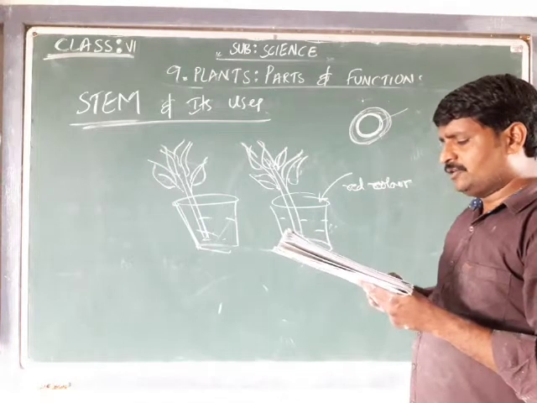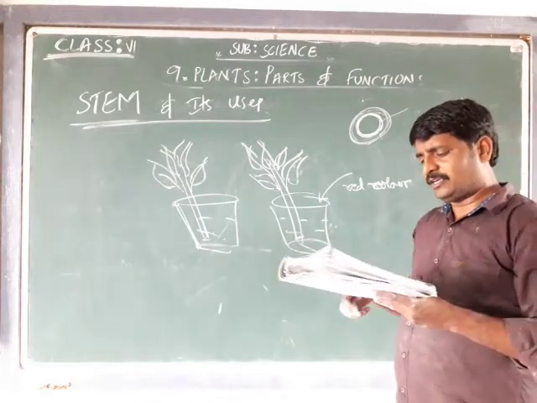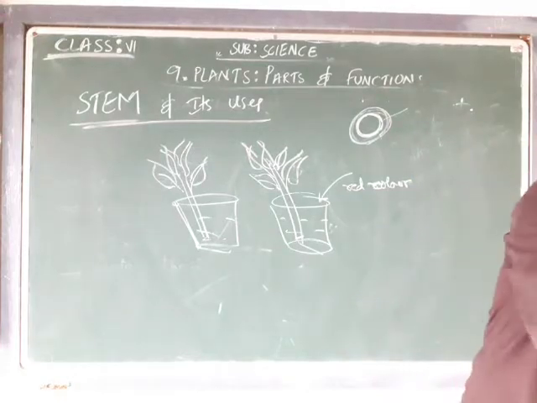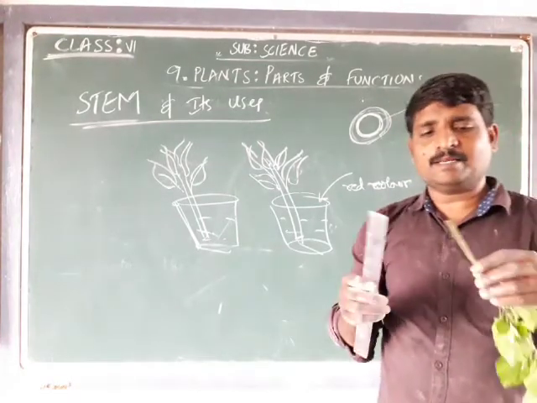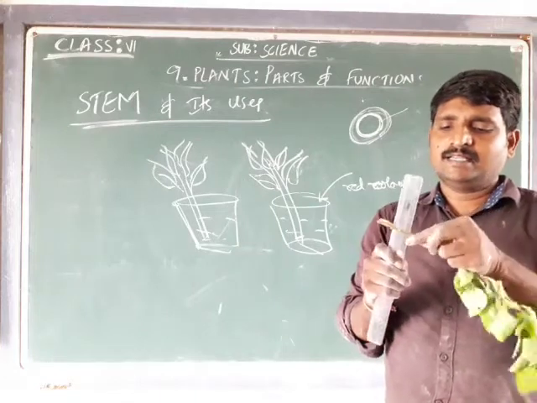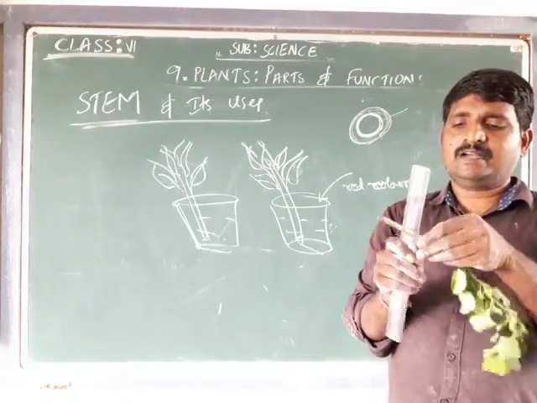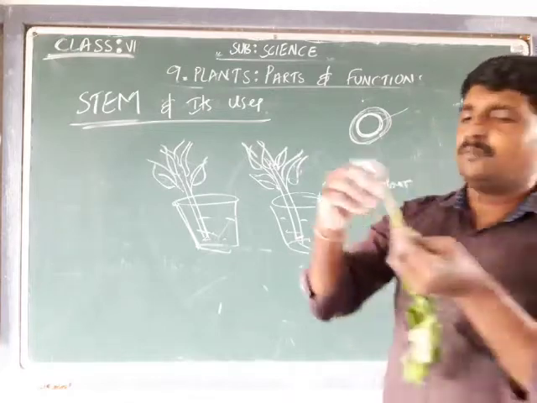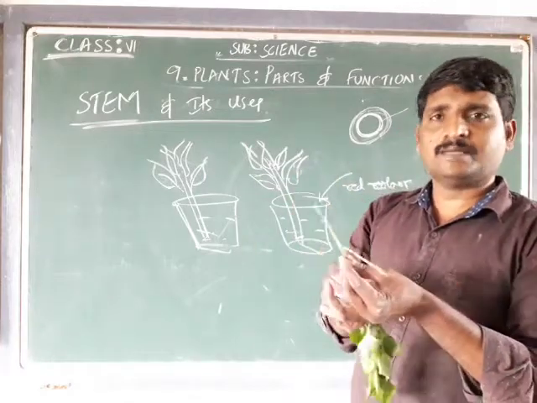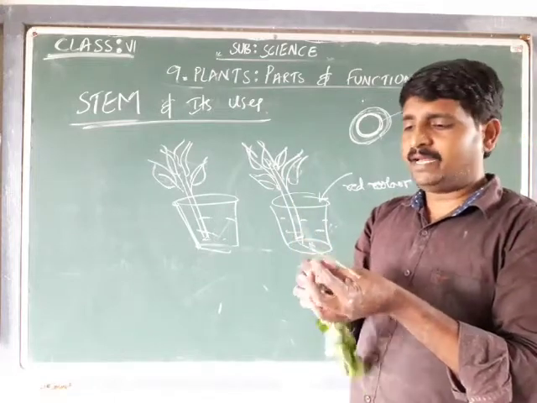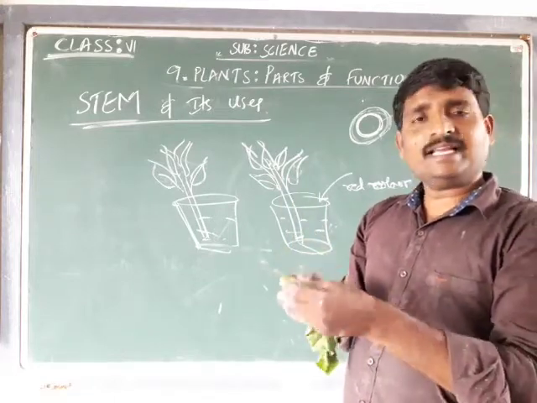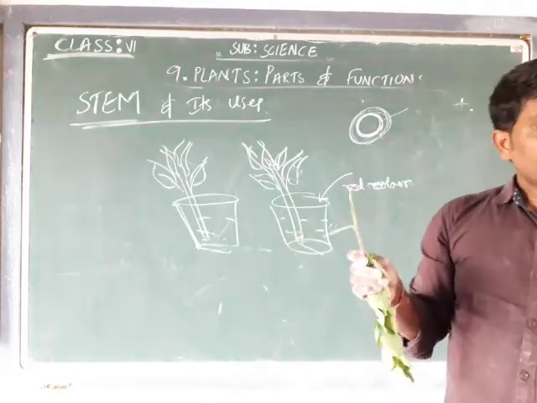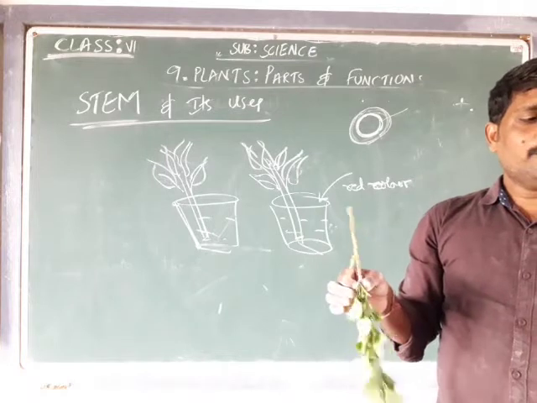Now cut the stem into two halves vertically from the top to bottom. Observe it. Do you see any colored portion? Assuming this is a blade, I have to cut this vertically from the top to bottom to open like this. The soft stem should be cut with the help of a blade, and we have to notice, is there any colored part? Is there any colored spot that we observe?